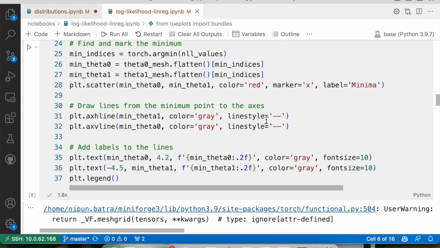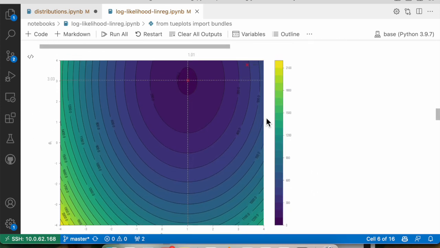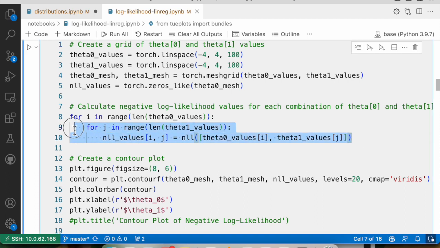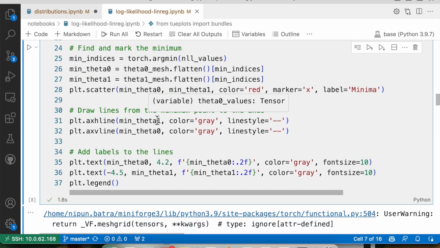We create a contour plot, something like this. In the contour plot, I'm doing exactly what I did in the previous lecture. I repeatedly call this negative log likelihood function using different values of theta naught and theta 1. I'm showing a very simplified version using 2 for loops. There are better ways to do this, but this is an easy way to understand: for each value of theta naught and theta 1 in this 2D grid, you compute this negative log likelihood term, and then you create these contour plots.